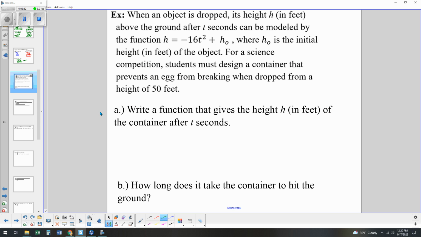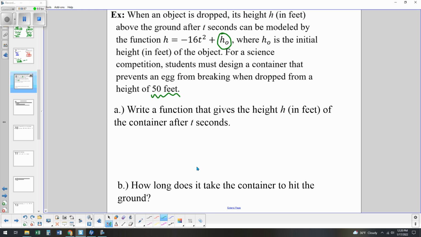All right, before we go on to the next kind, we're going to look at a word problem. When an object is dropped, its height h in feet above the ground after t seconds can be modeled by the function h equals negative 16t squared plus h sub 0, where h sub 0 is the initial height in feet of the object. For a science competition, students must design a container that prevents an egg from breaking when dropped from a height of 50 feet.